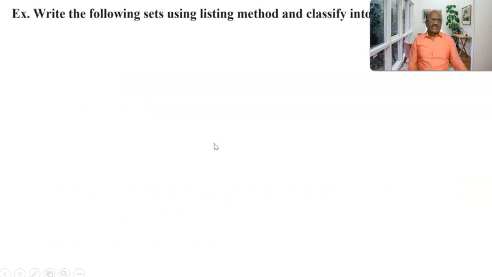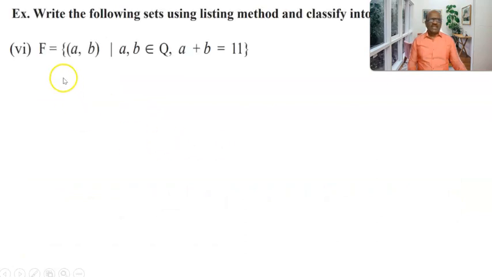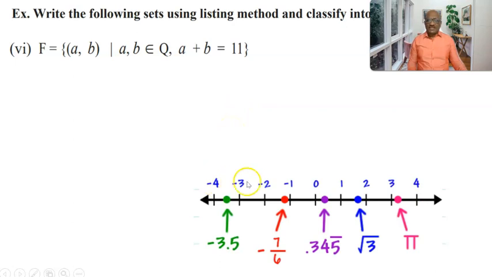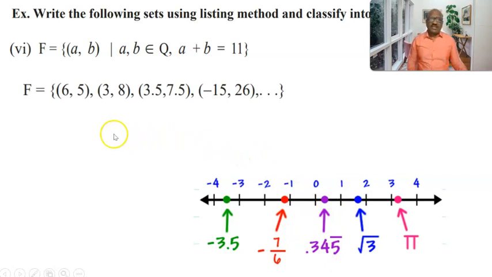Okay. Next example, f is equals to in curly bracket a, b such that a and b belongs to set of rational number. Okay, and a plus b is equals to 11 आला पाहिजे त्यामध्ये. This is the number line and these are the rational numbers. Okay, and 3.5, minus 7 by 6. Okay, आता यामध्ये आपण number of pairs आपल्याला इथे मिळू शकतात. 6 plus 5 means 11. 3 plus 8 is 11. 3.5 plus 7.5, that is equals to 11.